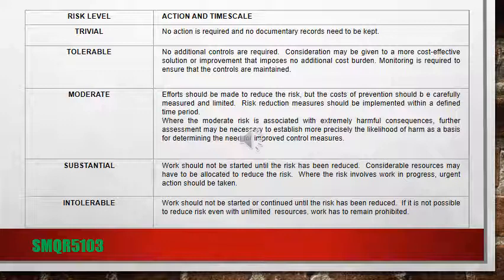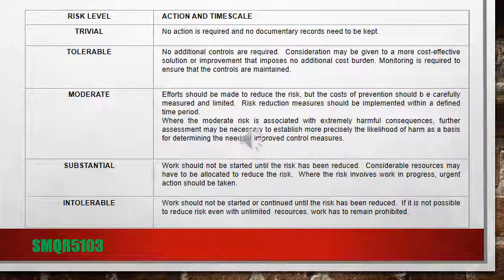Next is moderate. Efforts should be made to reduce the risk, but the cost of prevention should be carefully measured and limited. Risk reduction measures should be implemented within a defined time period, where a moderate risk is associated with extremely harmful consequences. Further assessment may be necessary to establish more precisely the likelihood of harm as a basis for determining the time for improved control measures.